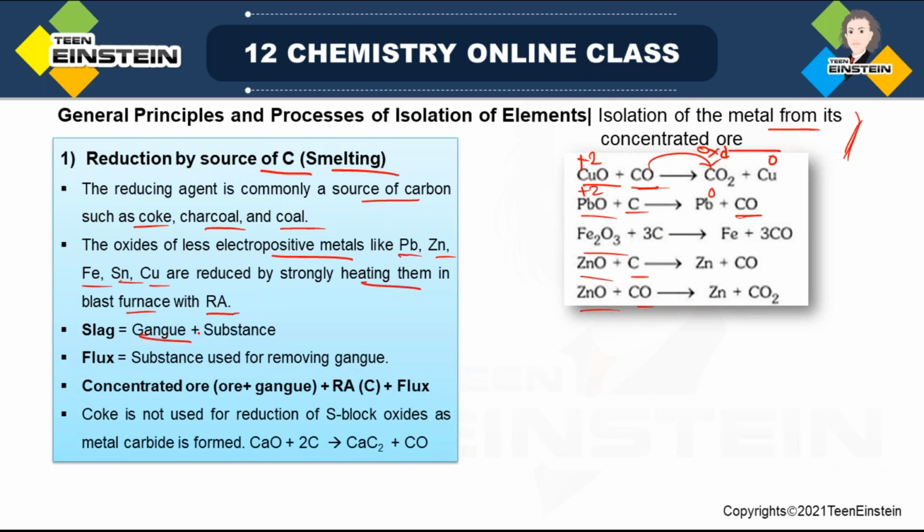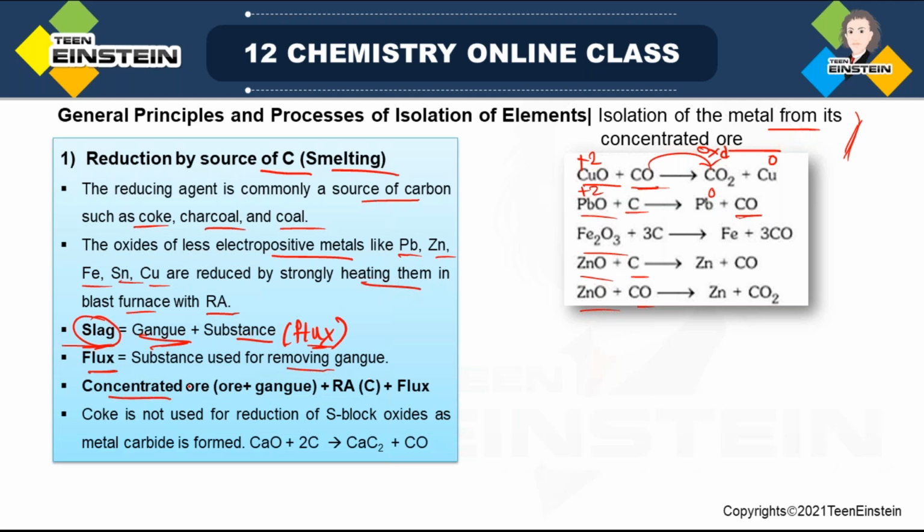Now gangue, which is basically the impurity, that is the undesired part, it is when mixed with the substance, and this substance is basically flux. So gangue plus flux together it makes slag. So if we are not using this flux, removal of this undesired part, that is gangue, it is difficult. So that is the reason we add flux, so that flux is combined with gangue and it can form slag. Now it will be easy to remove. So flux is basically the substance which is used for removing this gangue.